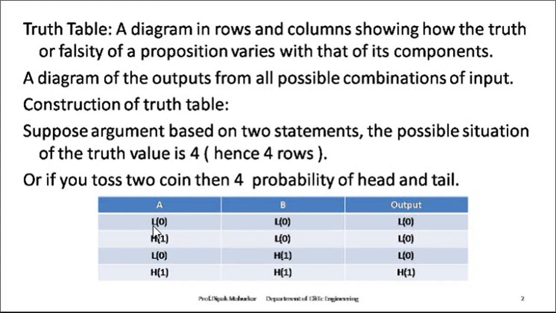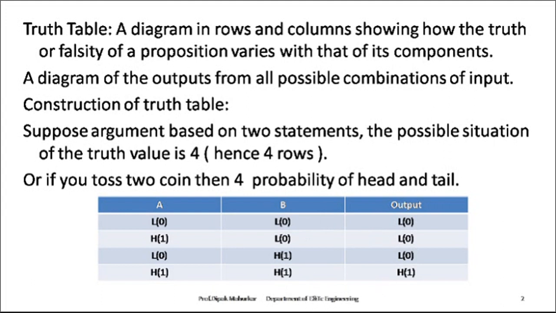See, L means you can say the number 0, and H means 1. Both 0, then 1 0, then 0 1 and 1 1. Output is 1. Output here, the outputs are L L L H, that is 0 0 0 1. These are the probability tables.